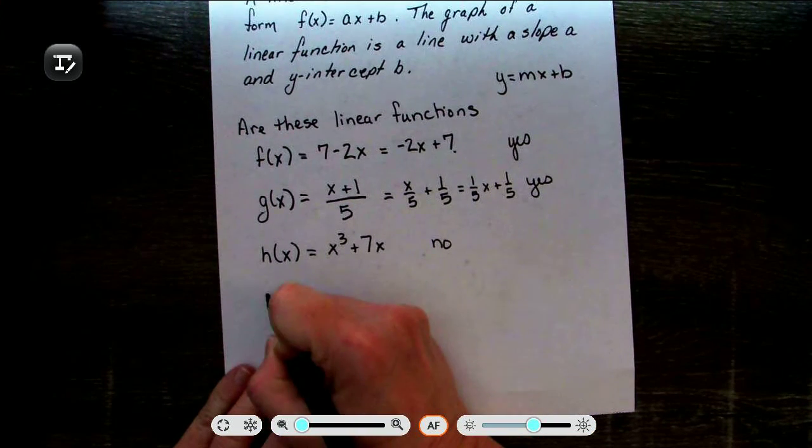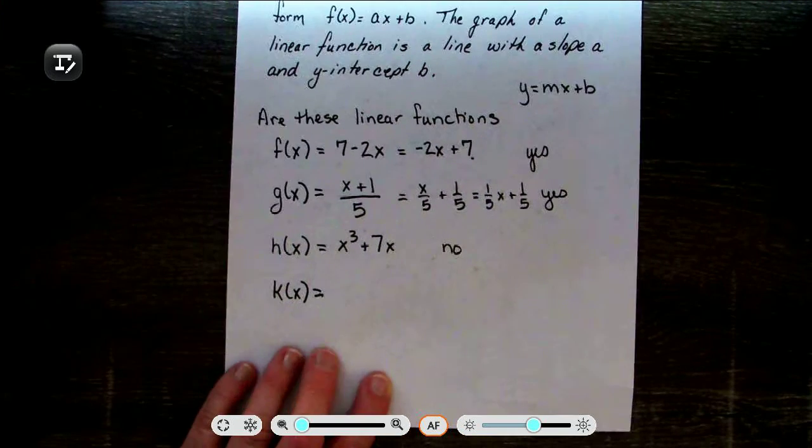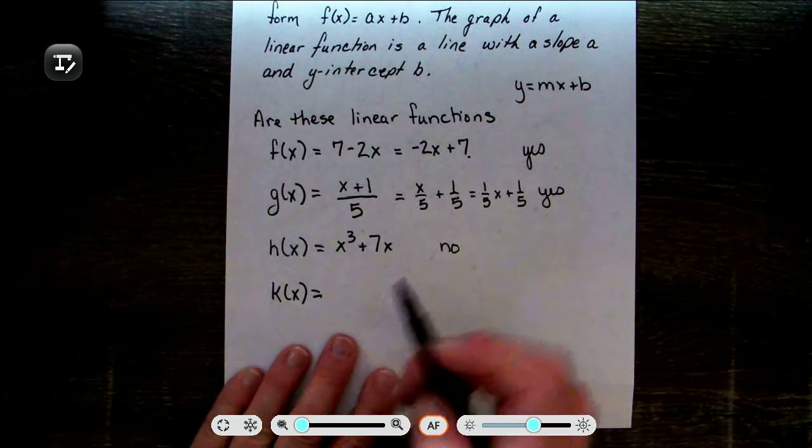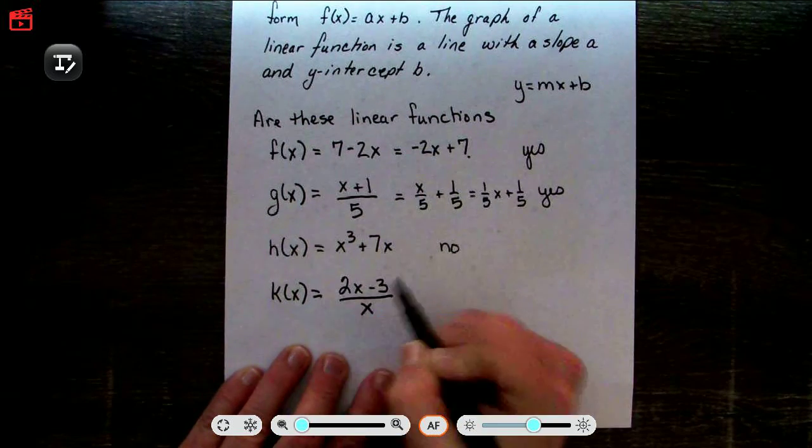F, G, H, let's go with K. I know I didn't stick with all the letters. 2x minus 3 all over x.